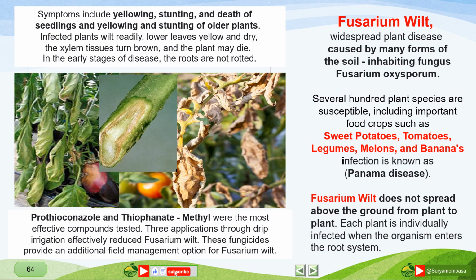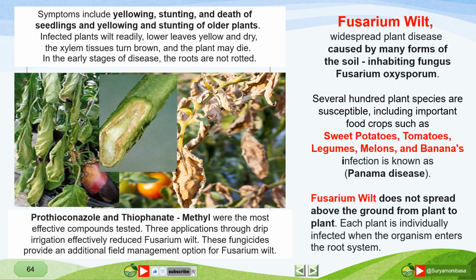Fusarium wilt is a widespread plant disease caused by many forms of the soil-inhabiting fungus Fusarium oxysporum. Several hundred plant species are susceptible, including important food crops such as sweet potatoes, tomatoes, legumes, melons, and bananas. Infection is known as Panama disease. Fusarium wilt does not spread above the ground from plant to plant.